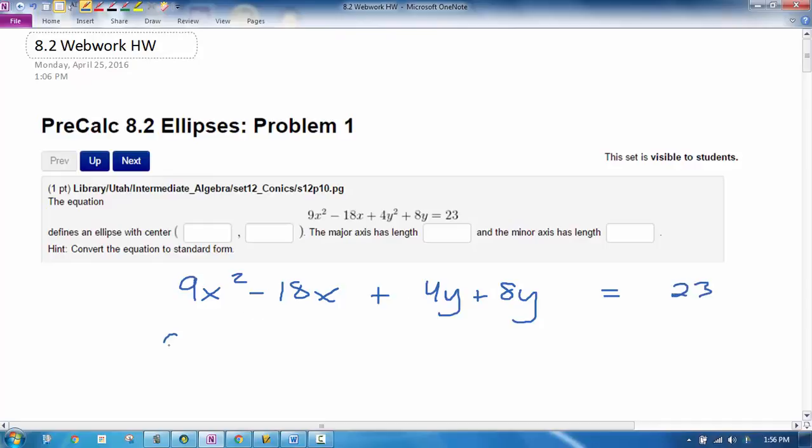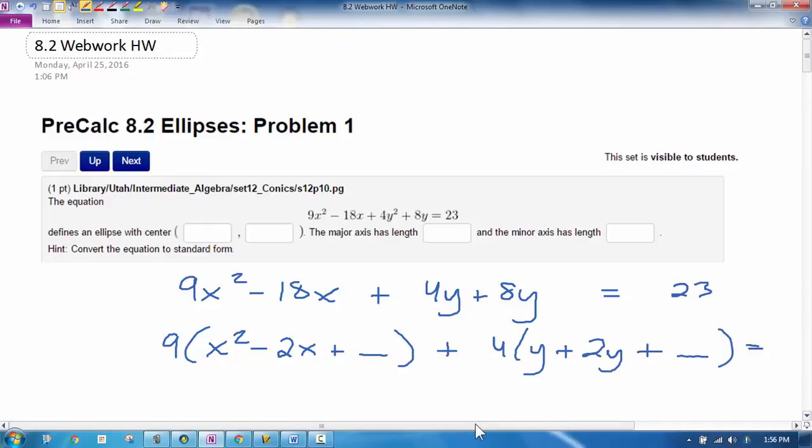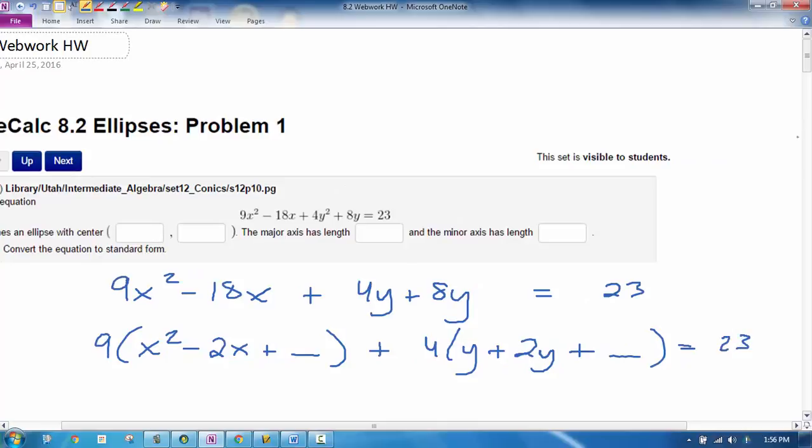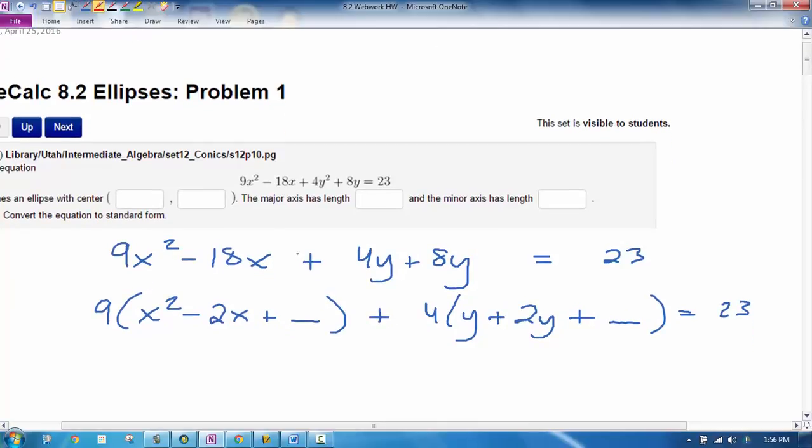So I can factor out a 9 from the first one, and I end up with x squared minus 2x plus something. And I can factor out a 4 here, leaving y squared plus 2y plus something equals 23. So what I'm going to have to do to complete this square is add something right here to make it a perfect square trinomial. So that's going to be negative 2 over 2, which is negative 1 squared. Here on this side, it's going to be 2 over 2, which is 1 squared.